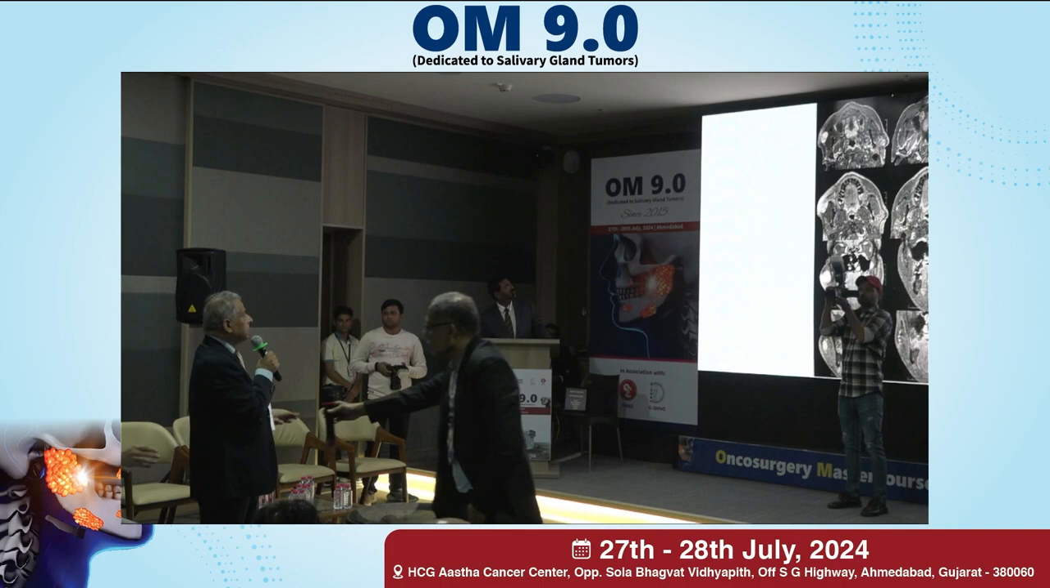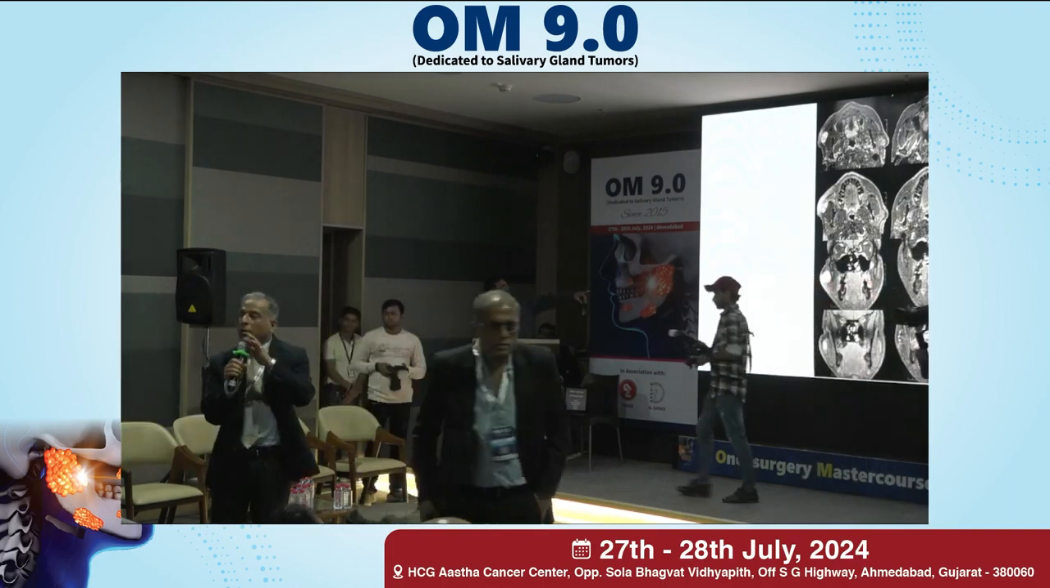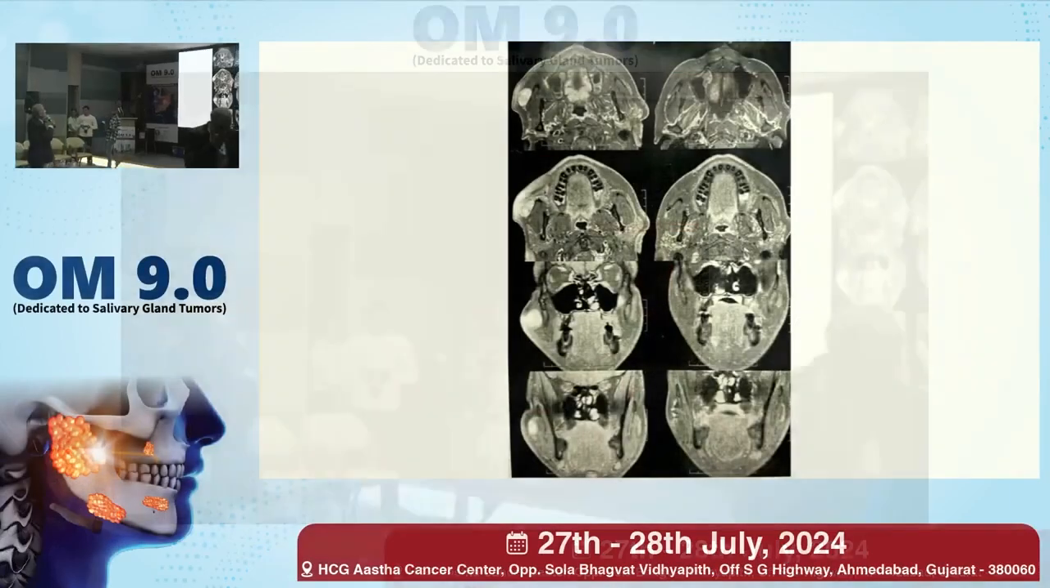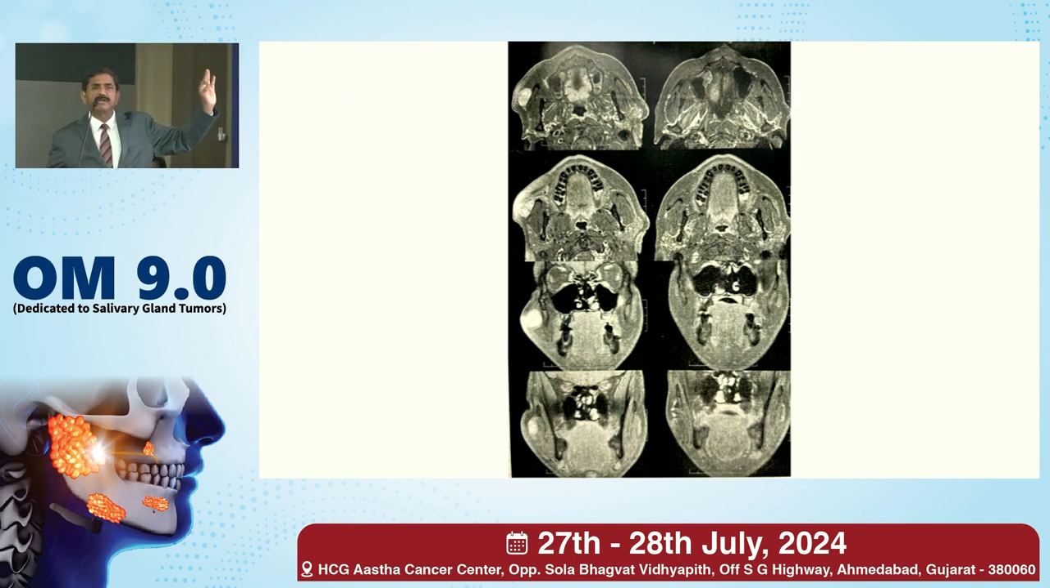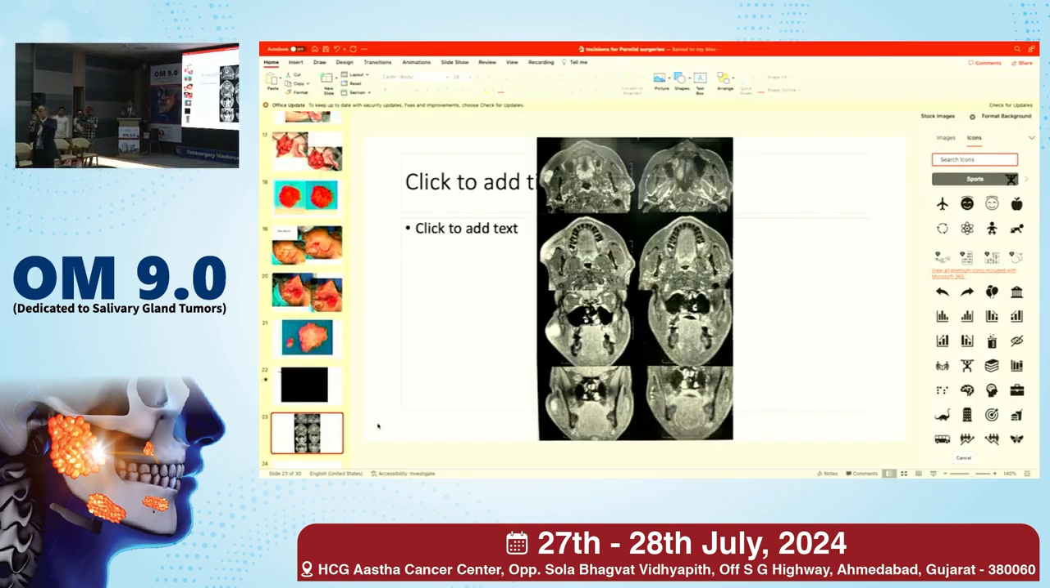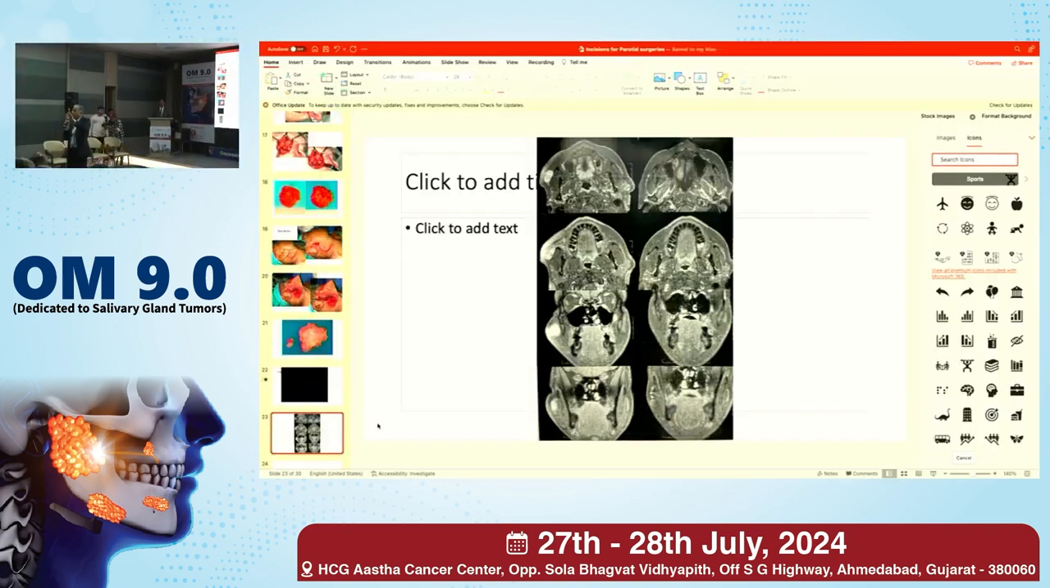If you see this tumor, it's not really lobulated. Can you see this? It's very well circumscribed. We are not challenging or debating or pointing it out, but for the younger audience, this is very important.